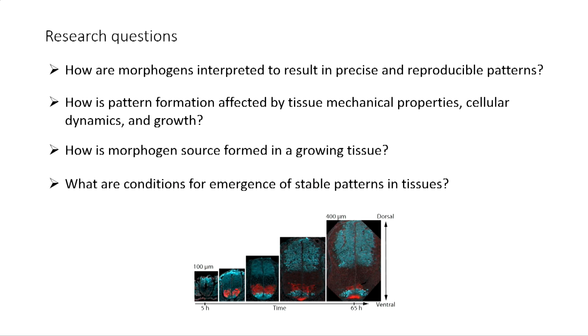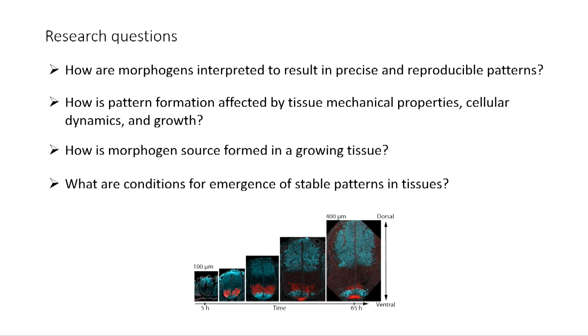So first, how are morphogens interpreted to result in precise and reproducible patterns? So this is the signaling part. Then, how is this signaling part, or how is the pattern formation, affected by tissue mechanical properties, cellular dynamics, and growth?